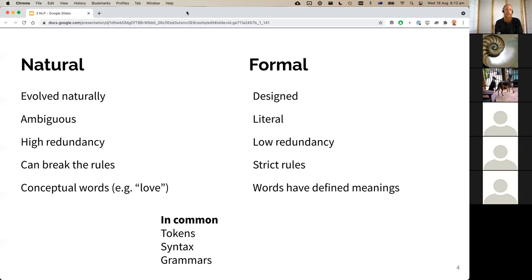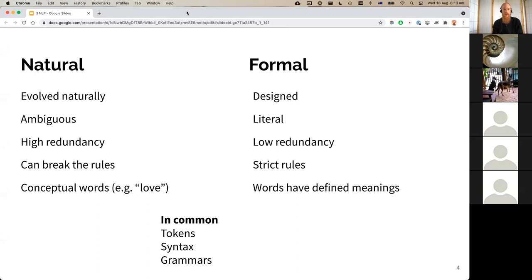Natural languages, because of this ambiguity, they tend to have a lot of redundancy in them. So you can give the same instruction or you can say the same thing in many different ways. The classic examples of French having 40 different ways of saying love, Inuit languages having dozens of ways of describing snow. So there's a lot of redundancy in human languages, less so in formal languages.